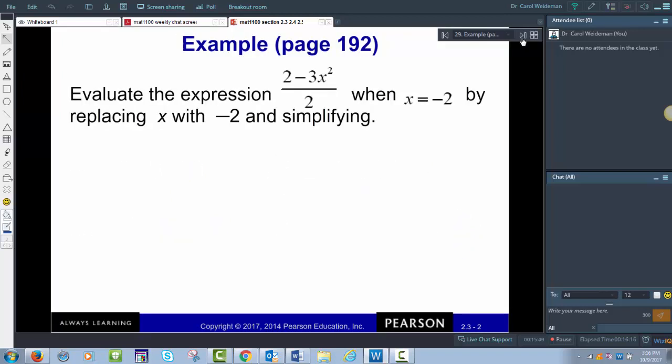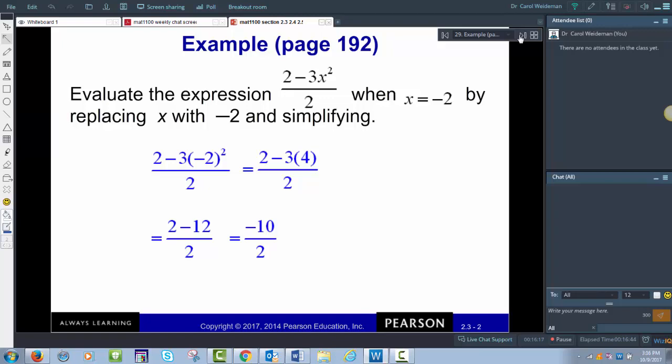In this section, you're also going to learn about evaluating an expression. They'll give you an algebraic expression, and they'll give you some values for the variables and say evaluate it when the variable equals this. In this case, we're going to evaluate when x equals negative 2. So wherever I see x, I'm going to put in a negative 2, and I want to simplify it. Negative 2, I do the exponent first, is 4. 4 times 3 is 12, so I've got 2 minus 12 over 2. Negative 10 over 2, and I end up with an answer of negative 5.